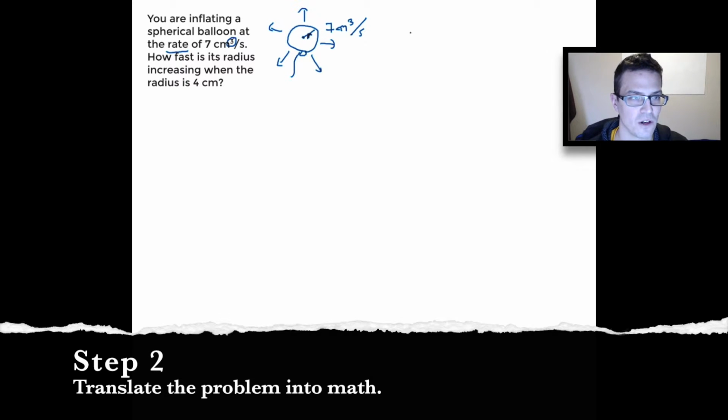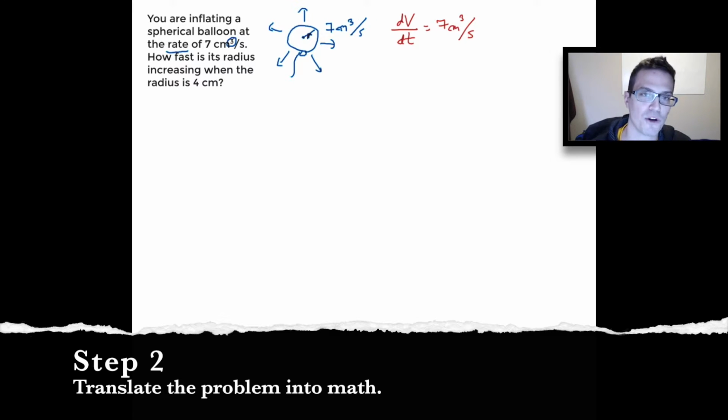Okay, so basically I'm going to rewrite all of these instructions and translate them into math. Okay, so it says that the rate at which the balloon is being inflated is 7 cubic centimeters per second. So I'm going to write that as dV over dt. Now the reason why I'm doing this is because it's the change in volume over the change in time, okay? The rate of the volume changing with respect to time. It's equal to 7 cubic centimeters per second.